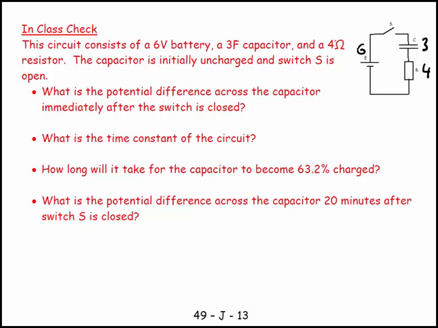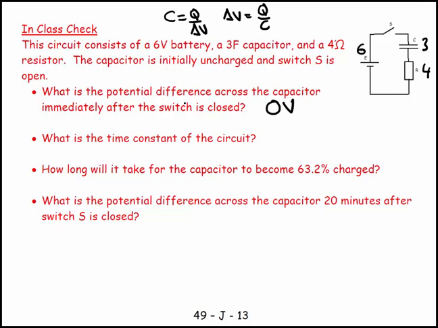Now remember, the 6 volts EMF is there all the time. As soon as we close that switch though, we have no charge on the capacitor, so there can be no potential difference across the capacitor, because C is equal to Q over delta V. So delta V is equal to Q over C. No charge, no delta V. So what's the potential difference across the capacitor immediately after the switch is closed? 0 volts.